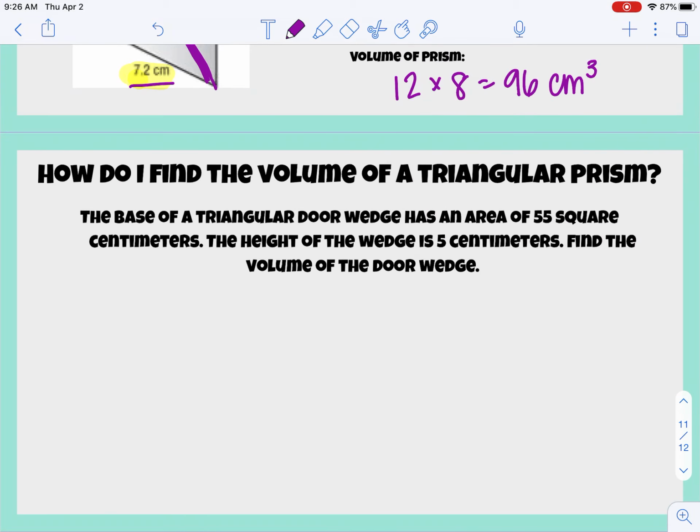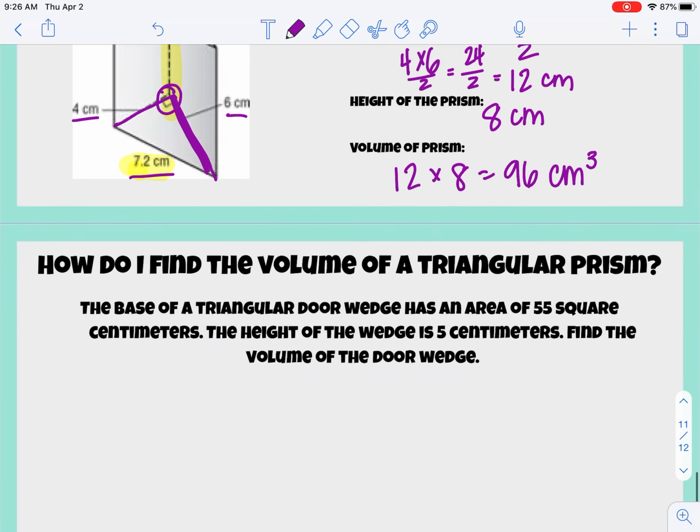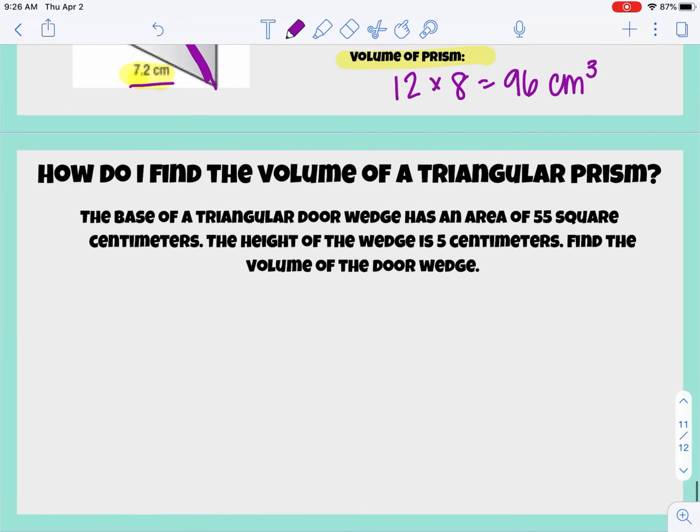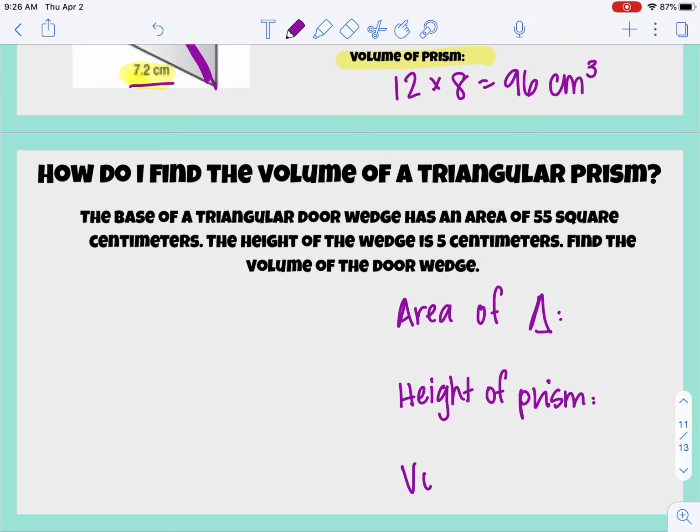Then last but not least, we have a little word problem to apply what we've been doing. So this says the base of a triangular door wedge has an area of 55 square centimeters. The height of the wedge is 5 centimeters. Find the volume. So here's what I would encourage you to do and exactly what I'm going to do. I'm going to use the 3 pieces of information we've been using on the above slides. I need to know the area of the triangle, I need to know the height of the prism, and then I need to find the volume.